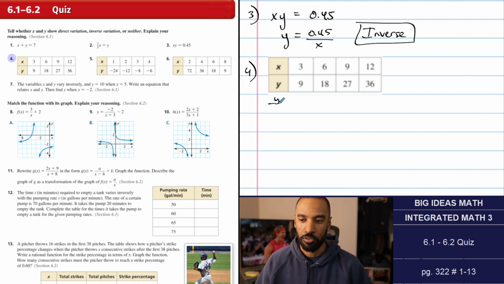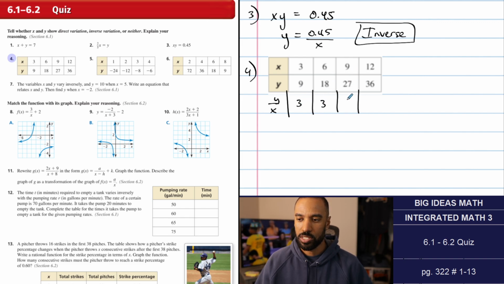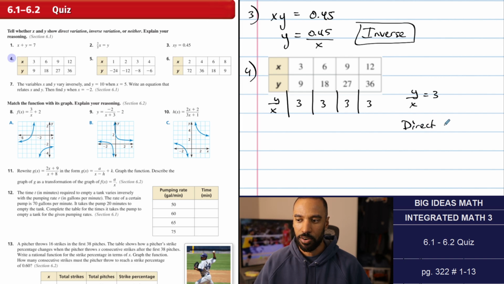So I want to check y over x. Forget x times y. That will not be a constant. But y over x, let's see. 9 divided by 3, 18 divided by 6, 27 divided by 9, and 36 divided by 12 are all constant. Because you have a constant y over x equals 3, this is an example of direct variation.